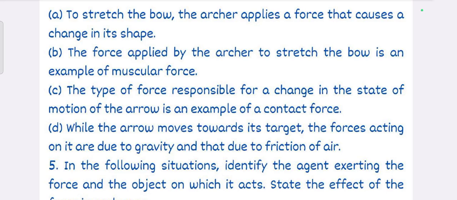Next, while the arrow moves towards its target, the forces acting on it are due to gravity, and that due to friction of air.